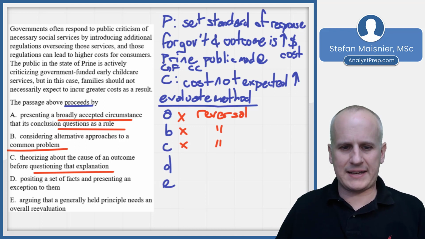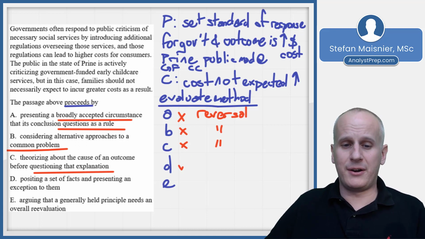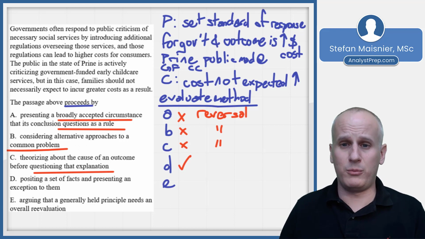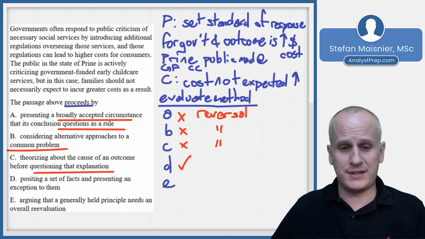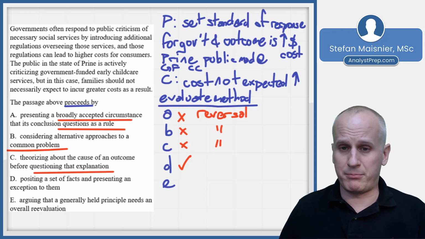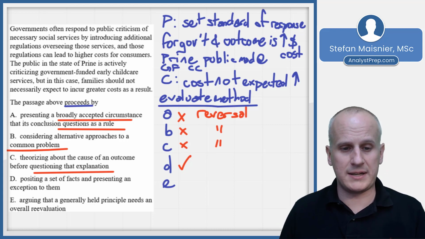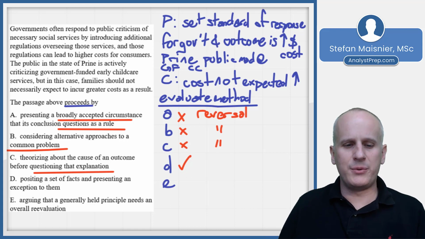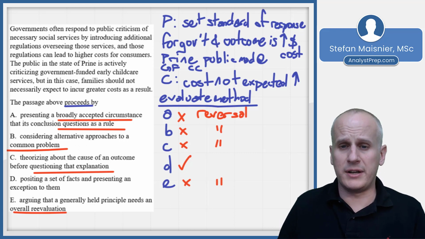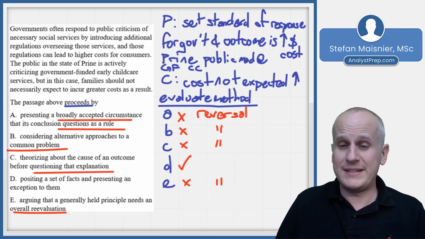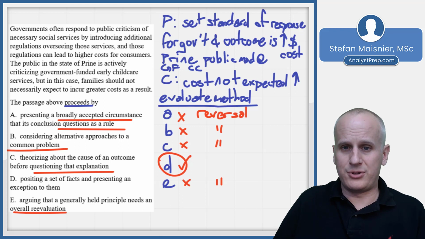Positing a set of facts and presenting an exception to them, there we go. That's exactly what we were looking for. We know that we've got some facts that are stated at the beginning, but then there's this exception that's going to happen in prime. We don't know why, but it's being presented. And then arguing that a generally held principle needs an overall reevaluation. Well, no, again, we're not saying that it's wrong or anything. It's just saying that in the state of prime, this isn't expected to happen for reasons that haven't exactly been articulated. So our correct answer here would be choice D.